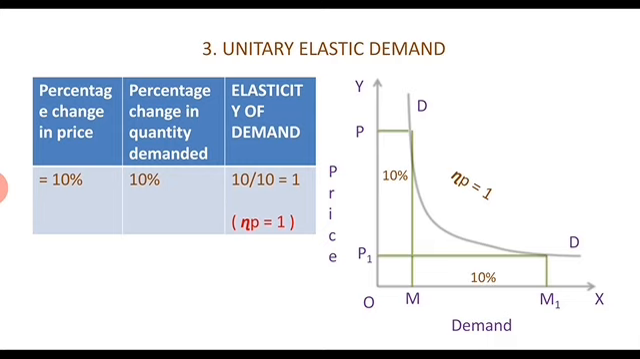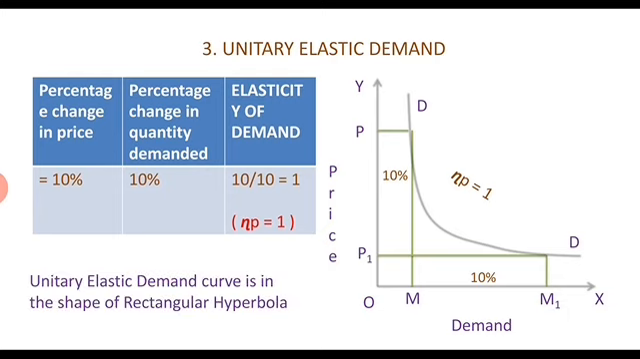The change in price and the change in demand are equal. This type of elasticity of demand is called unitary elastic demand. Here, the elasticity of demand is equal to 1, or eta p is equal to 1. The unitary elastic demand curve is in the shape of a rectangular hyperbola.